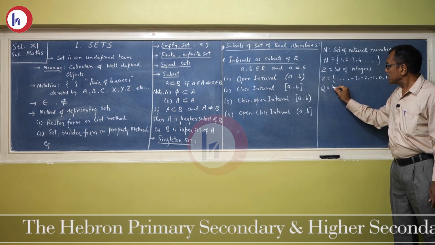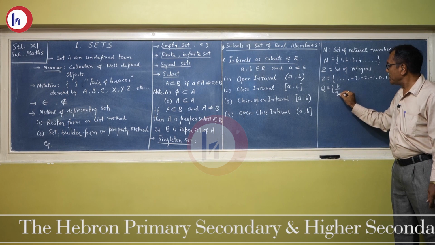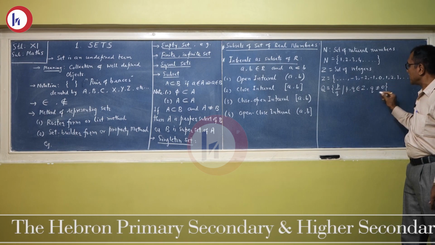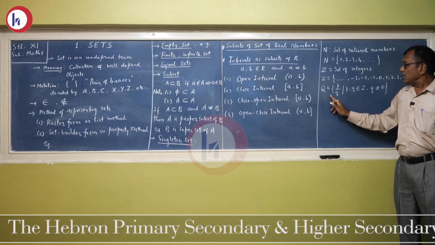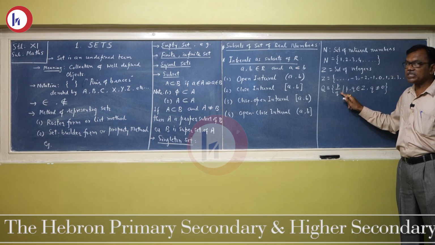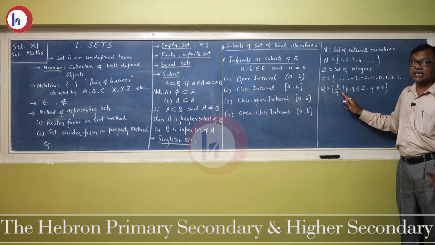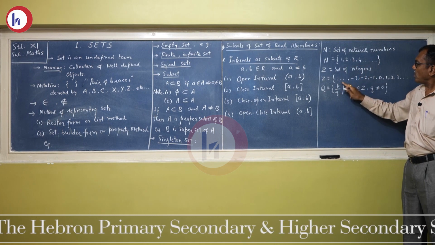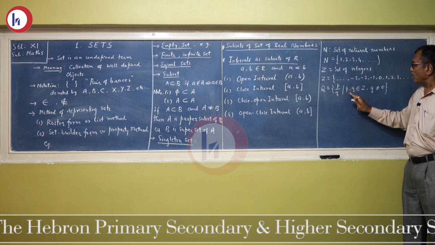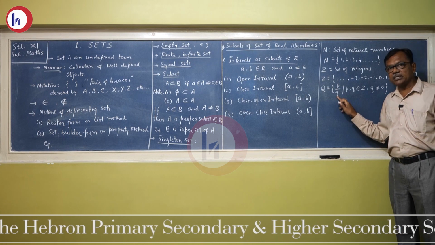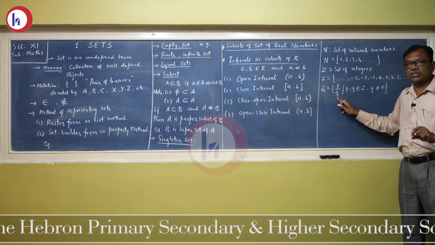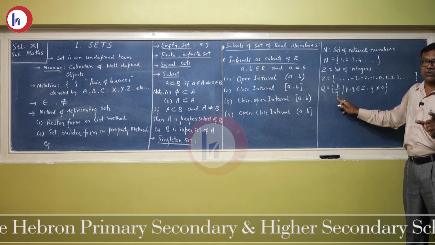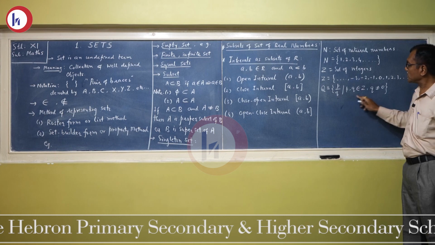Then the set Q is equal to the set P by Q, where P and Q belong to Z and Q is not equal to 0. This set is known as the set of the rational numbers. This means any number which can be represented in the form of P by Q is known as a rational number. All these numbers can be put in the form of P by Q, where Q is not equal to 0, that is, the denominator. Denominator should not be equal to 0. If the denominator equals 0, then that number is undefined. We don't have any value when the denominator is equal to 0. So be careful, denominator should not be equal to 0.